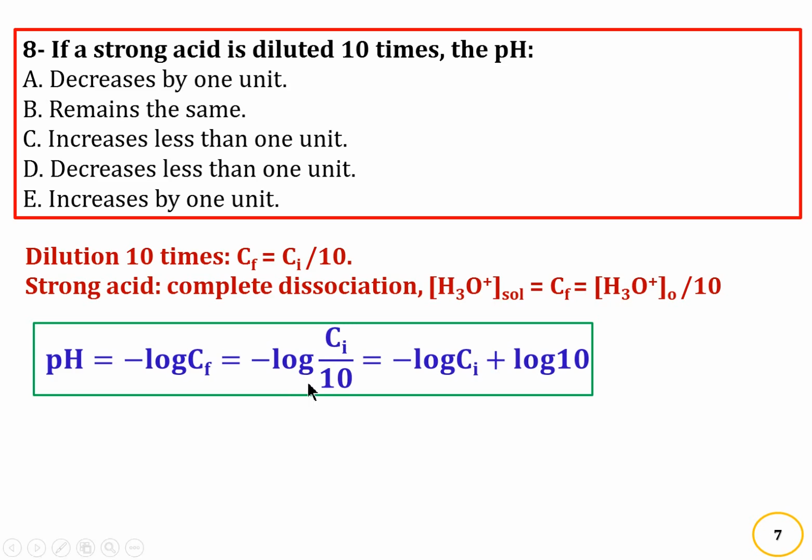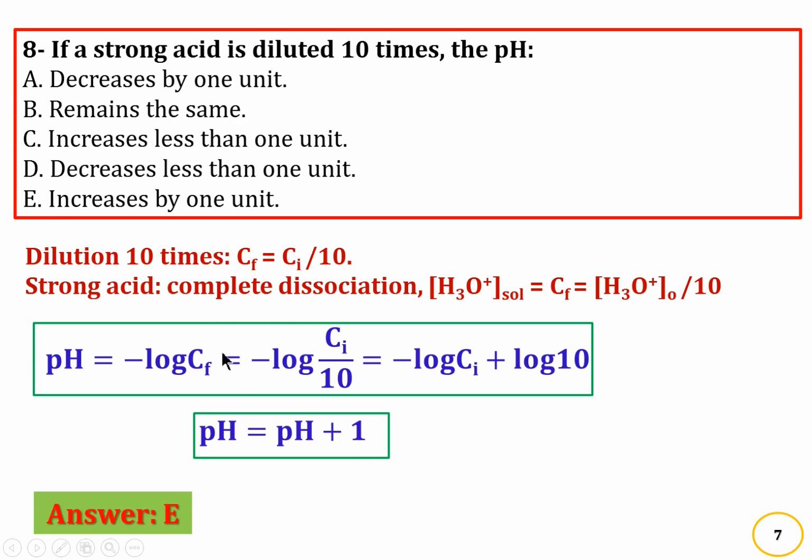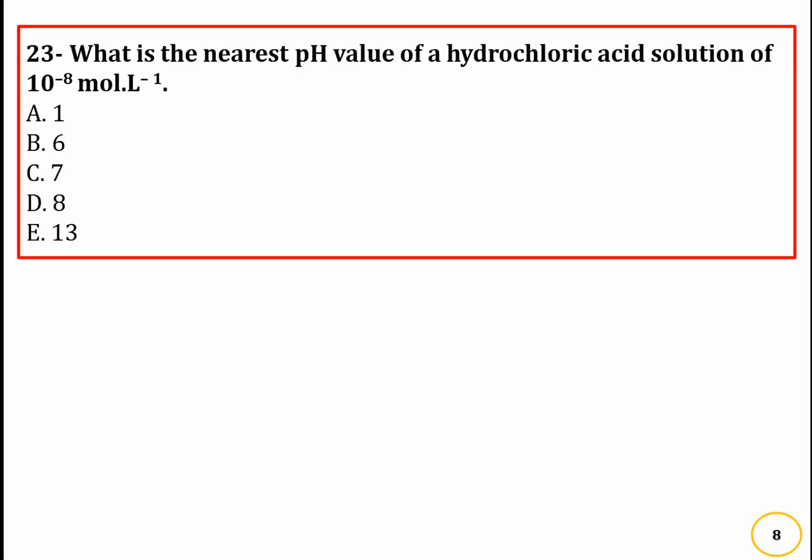So pH equals minus log C final, which equals minus log of C initial divided by 10, which equals minus log Ci plus log 10, so the pH final is equal to pH initial plus 1. So the correct answer is E. We pass to exercise 23.